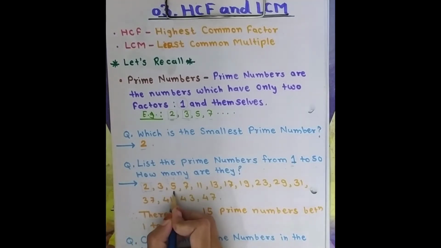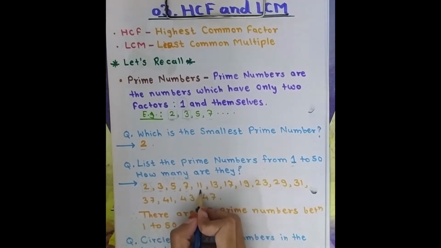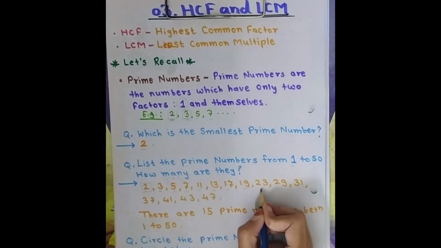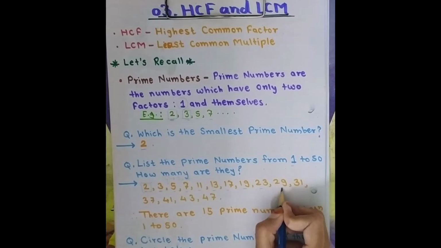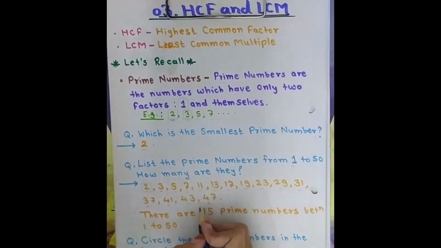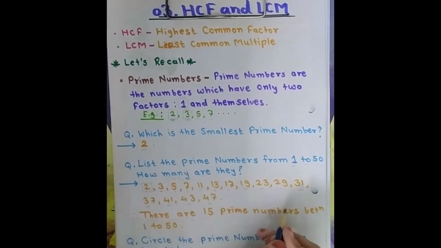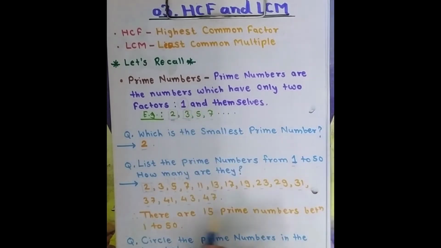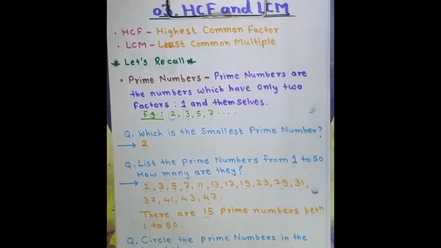So write 3, 5, 7, 11 is also a prime number, 13, 17, 19, 23, 29, 31, 37, 41, 43 and 47. So these all are numbers which are factorized by 1 and themselves only. Okay, so there are 15 prime numbers between 1 and 50.